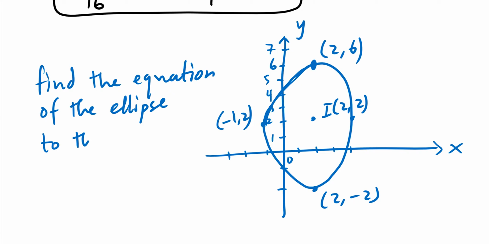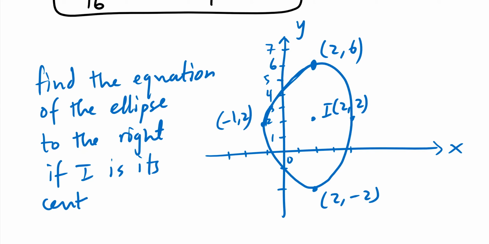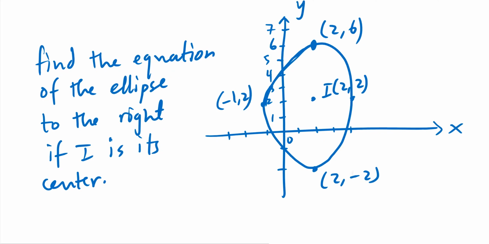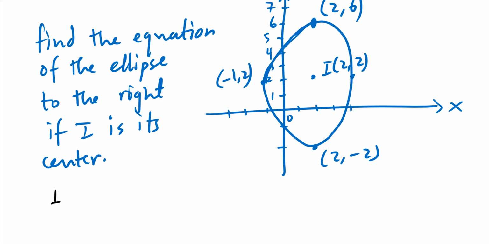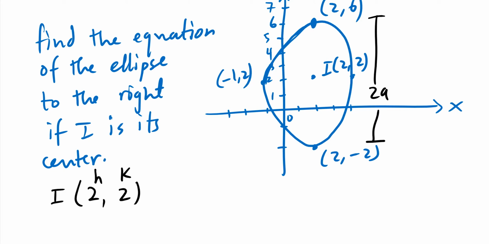If I is its center, then I already have (2, 2), so I already have h and k. I don't have to worry about h and k. So now I need to find a and b. How do I find a? This is 2a. 2a is the distance from -2 to 6, which is 8 units. So 2a is 8 units, so a is 4. And we still have to find b.